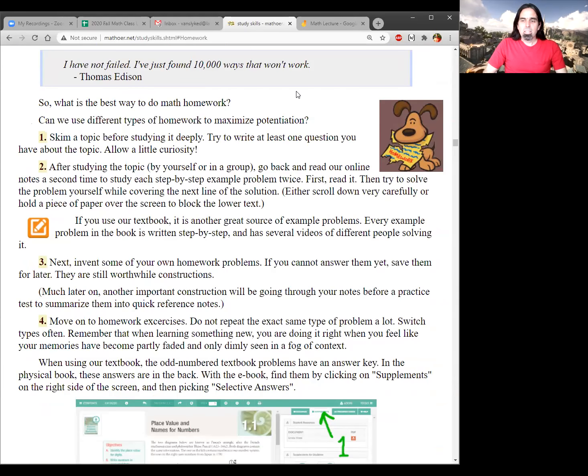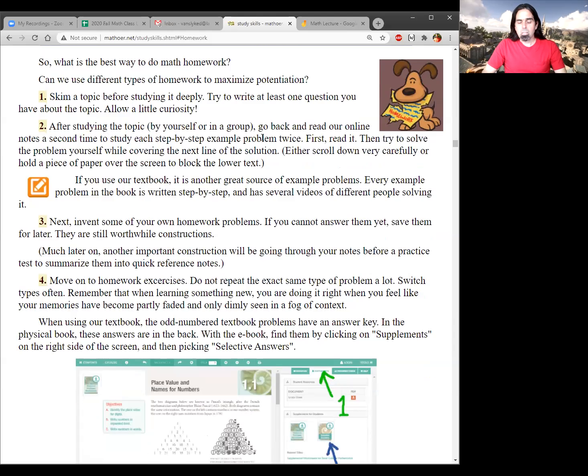And then we put that together, and how do you actually do homework? So first, skim a topic before studying it. So look more at patterns and calories before I see you on Monday. After studying, go back and look at the online notes again. So for the little bit of problem we did with calories and food, calories and exercise, then go do some calories and exercise, just 1 or 2 more.